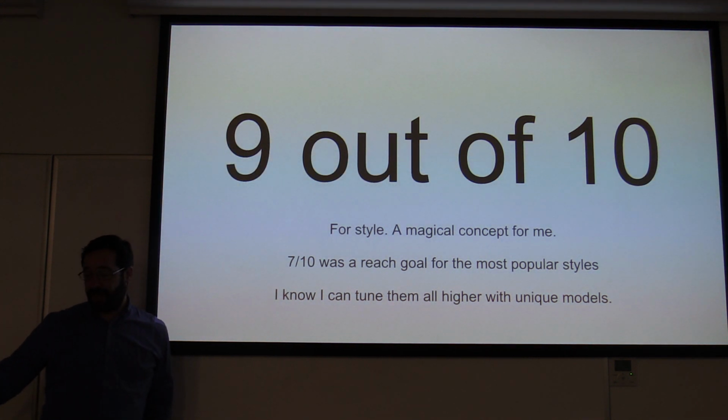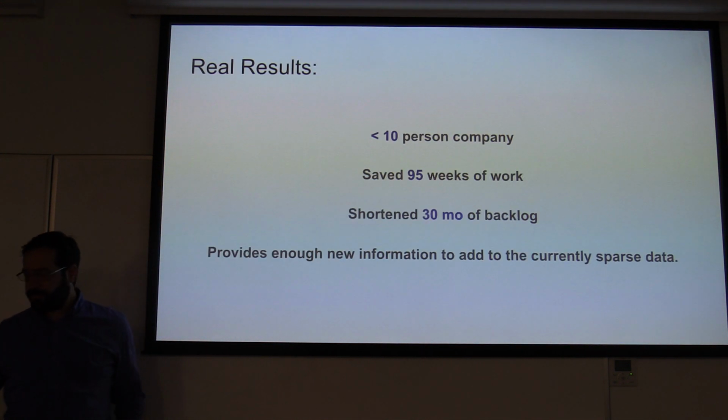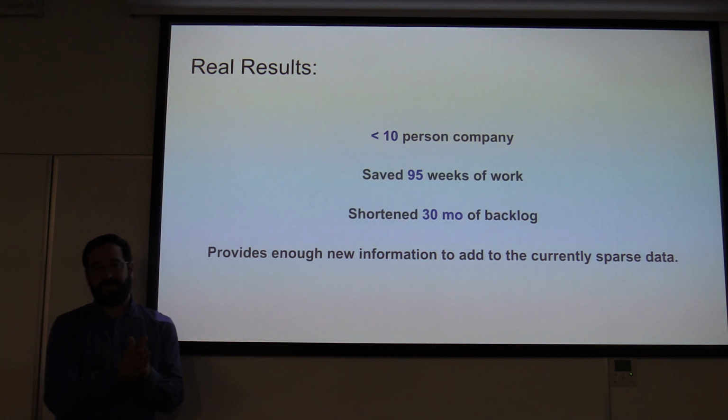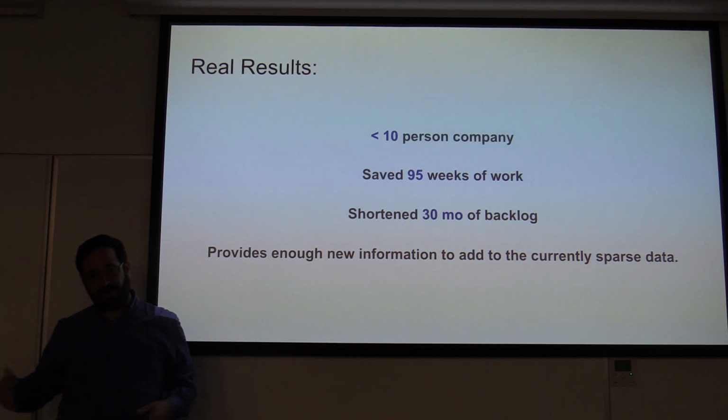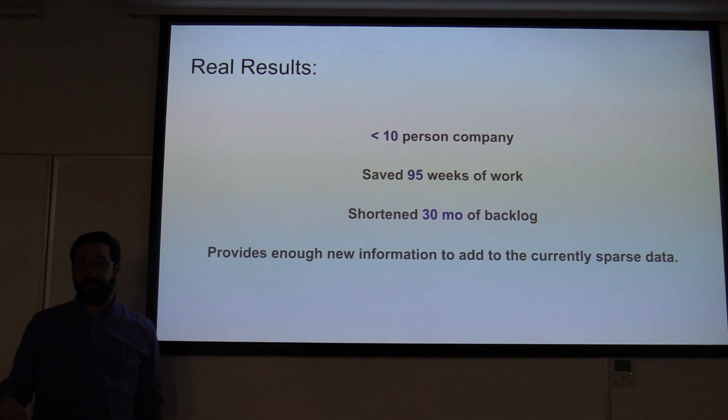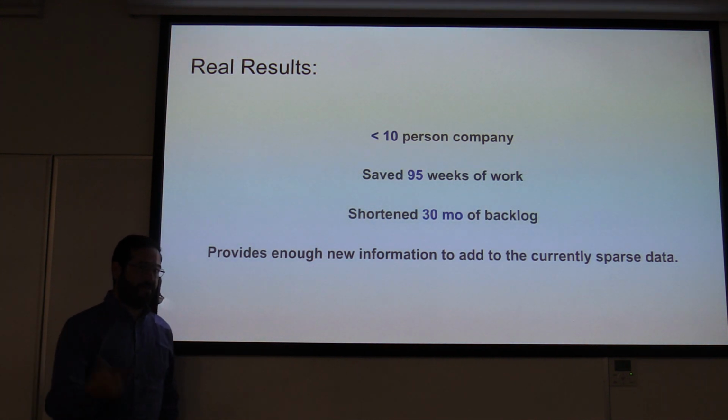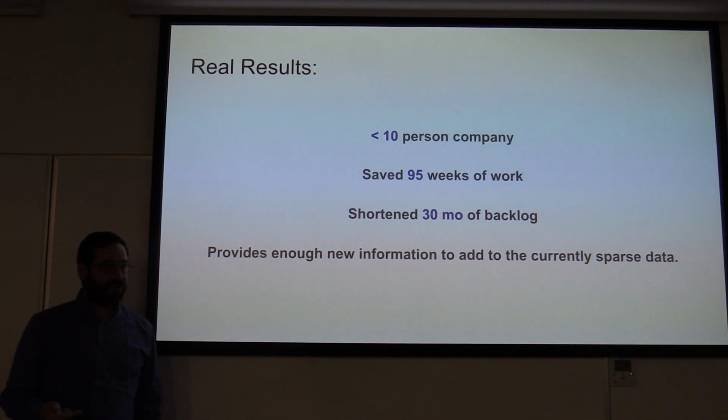I think I can tune it a little better, but I think this is a pretty good outcome to start out with. So what are the real results? Less than 10% of the company's items were labeled. This is saving 95 weeks of work if you identify an item at one minute at a time, or shortened to 30 minutes, considering how many items they do over the period of time. So this provides additional information and a better user experience.